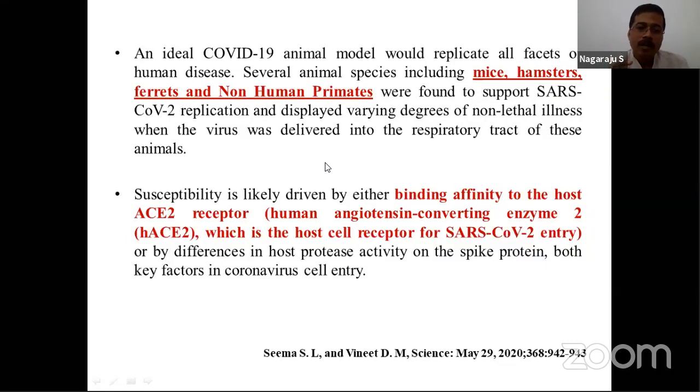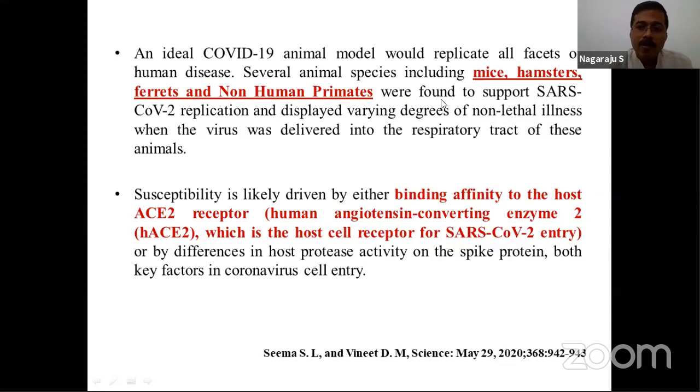Now, humans have the human angiotensin converting enzyme 2 receptor, the ACE2 receptor. This receptor has an affinity for the COVID-19 virus. The virus binds to it, enters into the system, and then replication takes place. That's how the infection happens, a simple outline summary of COVID-19 infection.